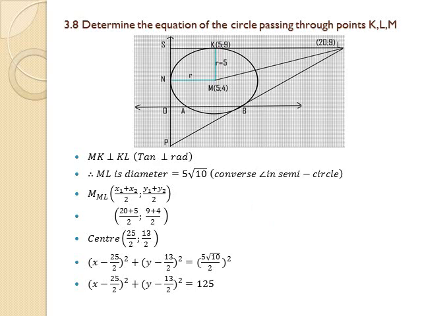Right, so I hope you understand. This is a very common exam question, 3.8. We'll always first have to show that for something to be a diameter, it must subtend a 90-degree angle.